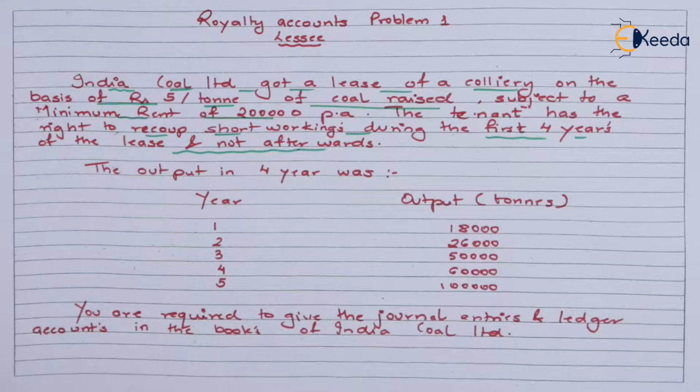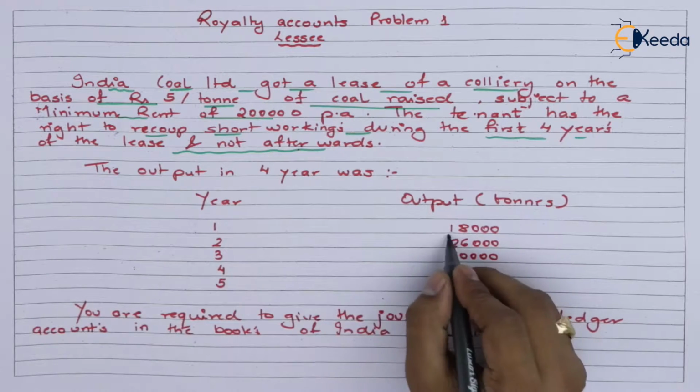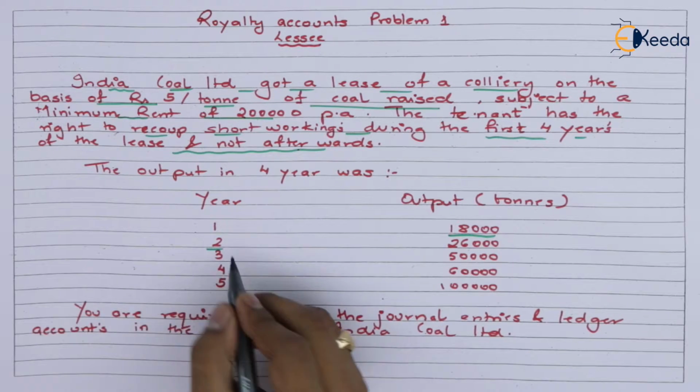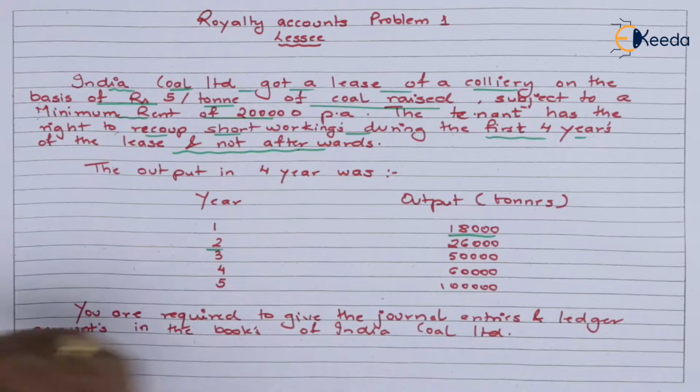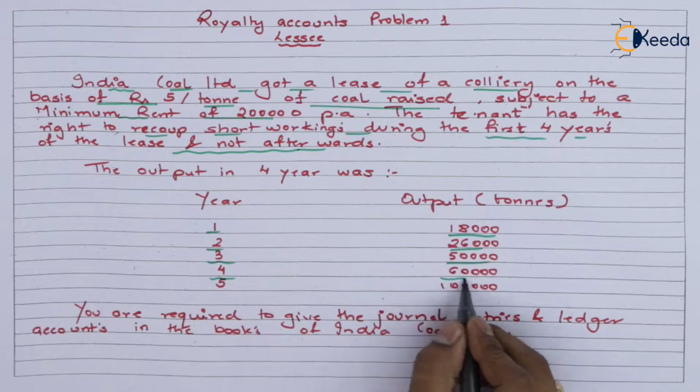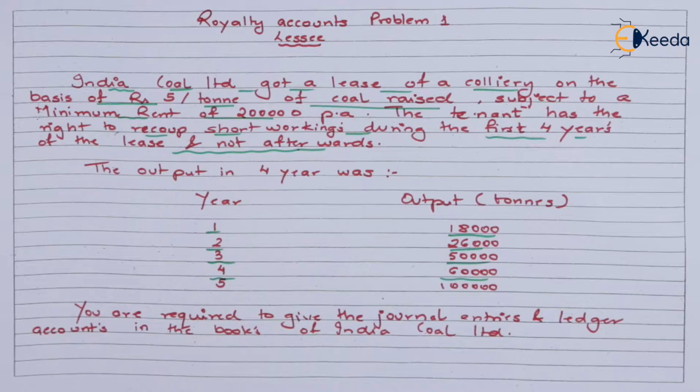The output in the last 5 years was mentioned as follows. For the first year, the output was 18,000 tons. For the second year, it was 26,000. For the third year, it was 50,000. For the fourth year, it was 60,000. And for the fifth year, it was 1 lakh tons.